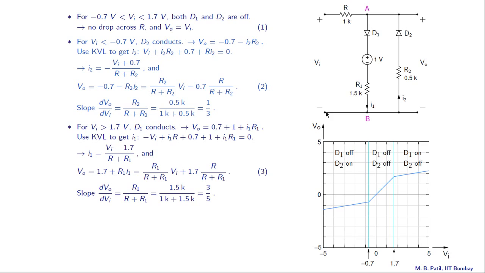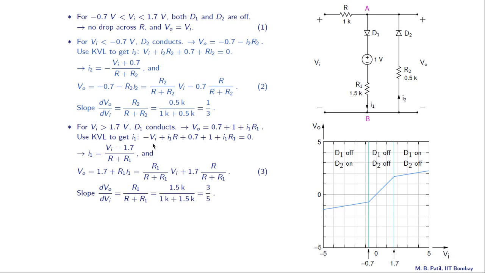So let us begin at this point. We go up first. We come across a rise of Vi, so that we write as minus Vi. Then we come across a drop, I1 times R, then 0.7, then 1, then another drop, I1 times R1. When we add all of these terms, we get 0, and that gives us this equation here.